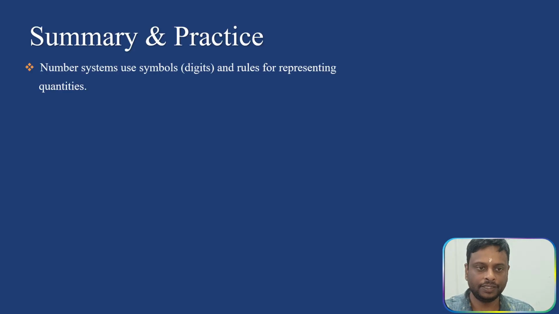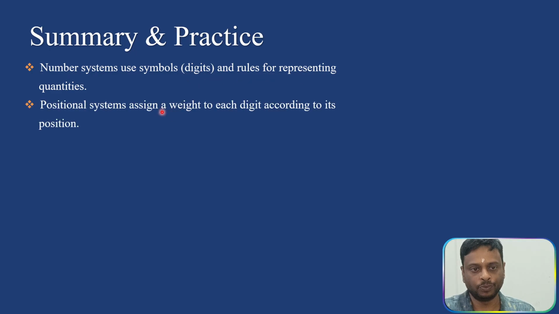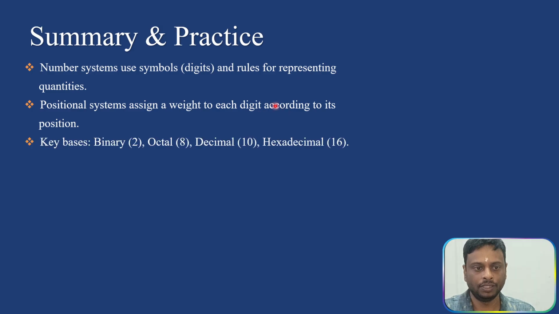So let us summarize it. Number systems use digits, and we have some rules. The symbols are known as the digits. A positional number system assigns a weight to each digit according to its position. The key bases are binary, base 2; octal, base 8; decimal, base 10; and hexadecimal, base 16. Base is the number of symbols used in that number system.